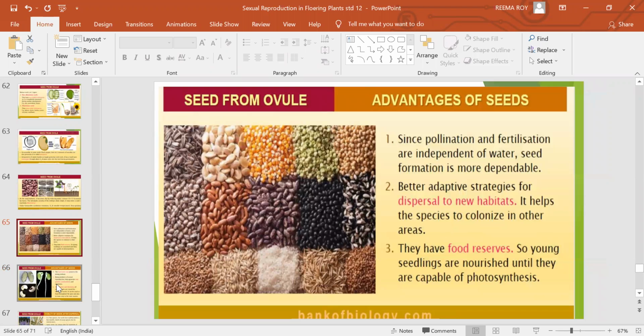What are the advantages of seeds? Since pollination and fertilization are independent of water, seed formation is more dependable. Seeds have better adaptive strategies for dispersal to new habitats; it helps the species colonize other areas. They have food reserves, so young seedlings are nourished until they are capable of photosynthesis.